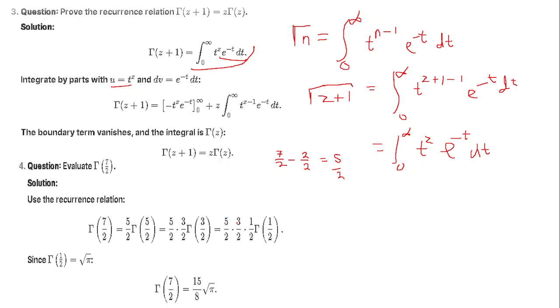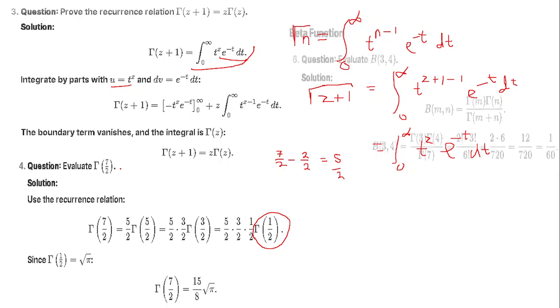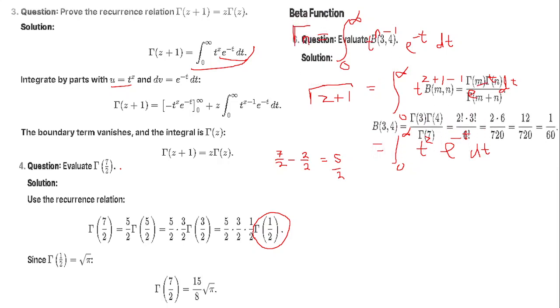5 over 2, 3 over 2, 1 over 2 by this. And we know that this value is what? Pi. That is pi. Correct. So by the time you do this times this, it is 15, and then pi all over 8. This one is very simple, right? Yes, sir.